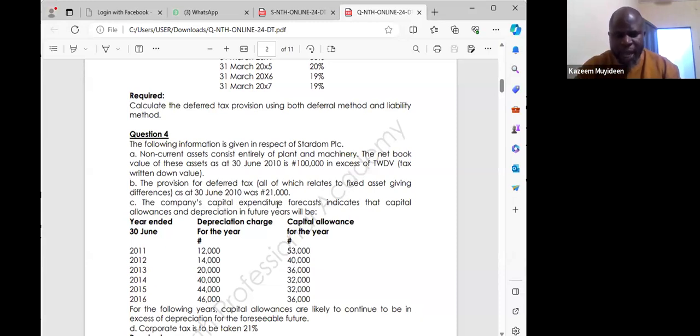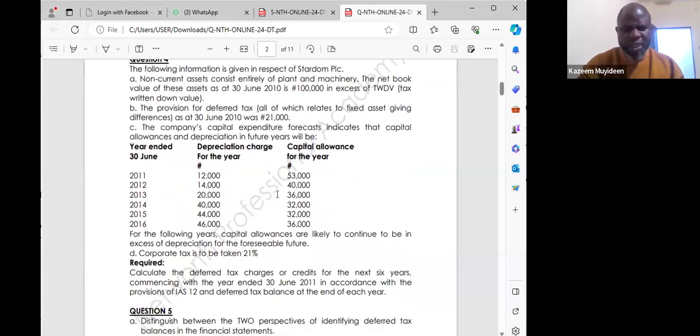Okay. The capital expenditure forecast indicates that capital allowance and depreciation individually will be, they've given me here, depreciation charge and capital allowance. Don't forget, they say the deferred tax of 21,000 in 2010. In the following years, capital allowances are likely to continue to be in excess of depreciation in the future. Corporate tax is to be taken at 25%. Oh, that's why you have 21,000. Because 21% of 100,000 will give us 21,000.